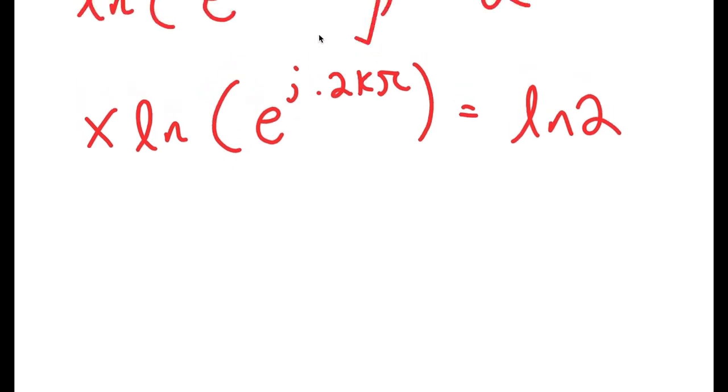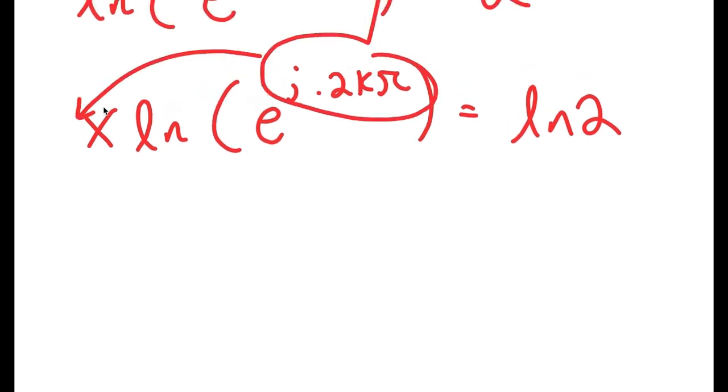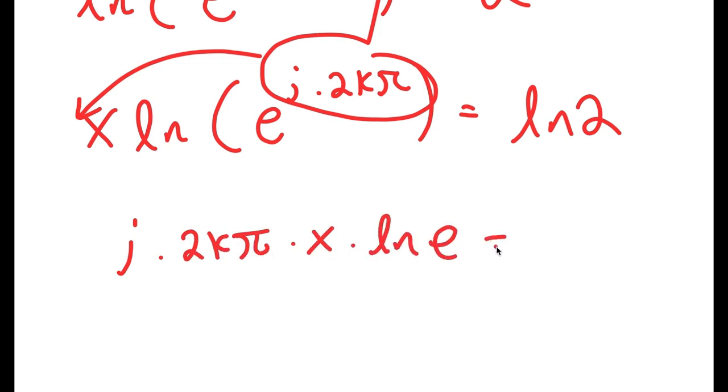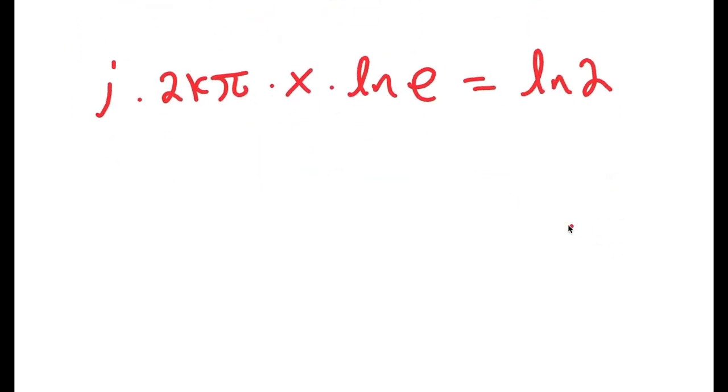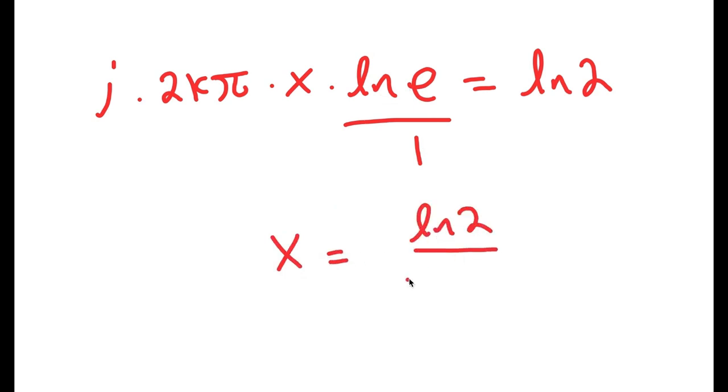I can also move I times 2k pi to the front. So I have I times 2k pi times x times ln e is equal to ln 2. ln e is simply equal to 1. So I get x is equal to ln 2 over I times 2k pi.